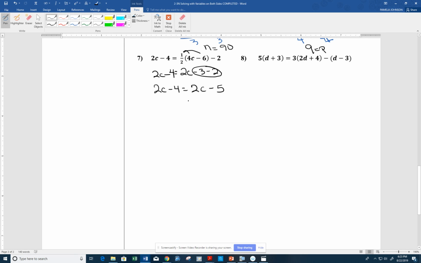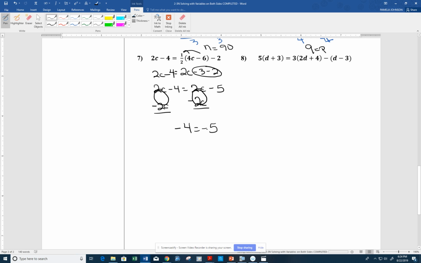Now, when I subtract my 2c from one side to move it to the other side, here, these cancel out. But over here, I also have a 2c minus 2c, so those zero out as well. I can't just put a c down. If I put a c down, that means I have one left. But both of my c's zeroed out. So all I have left is negative 4 equals negative 5.